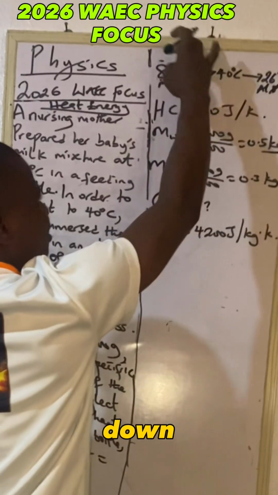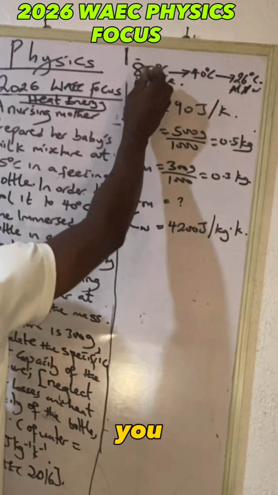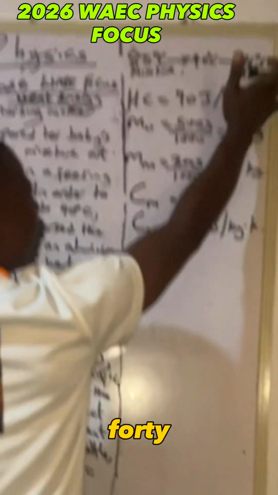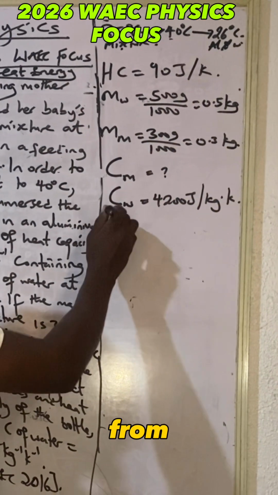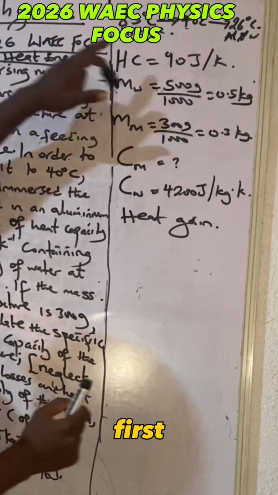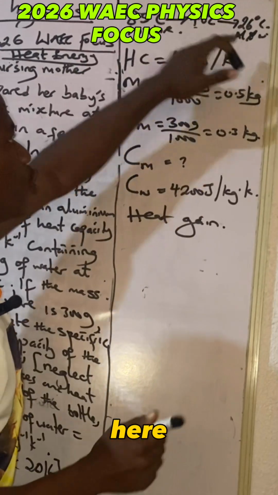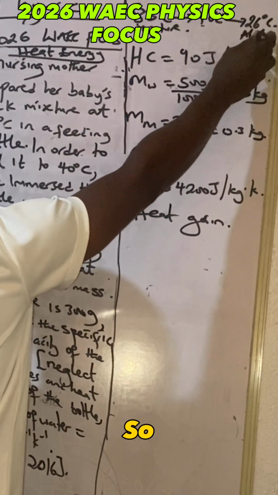Why is this gaining? You can see from the arrow now, this is 85 to 40 to 26, losing. Why is this one gaining backward there? So from here now, you can actually look at its gain first. What is its gain? There are two heat gains here. This one is gaining, this one is losing. So your aluminum is gaining and your water too is gaining.